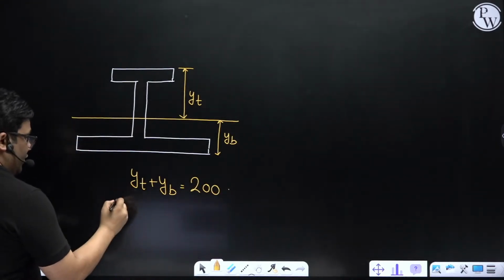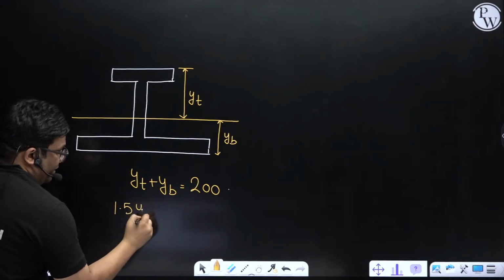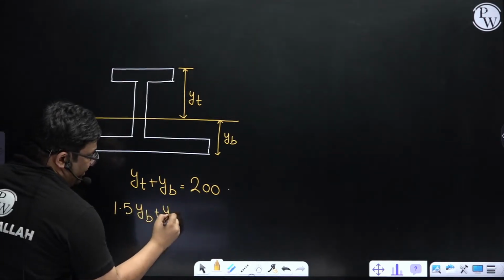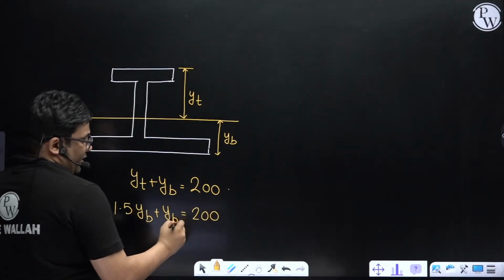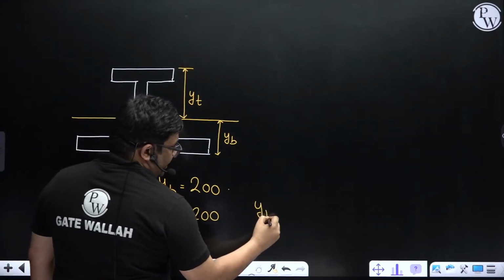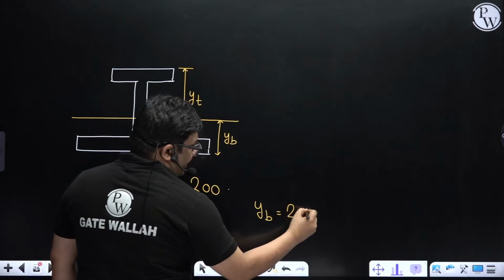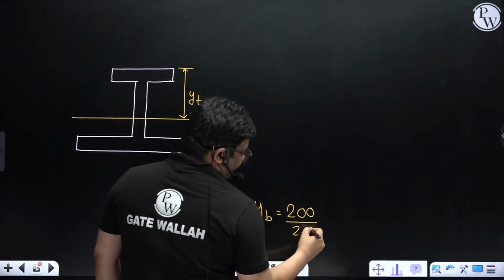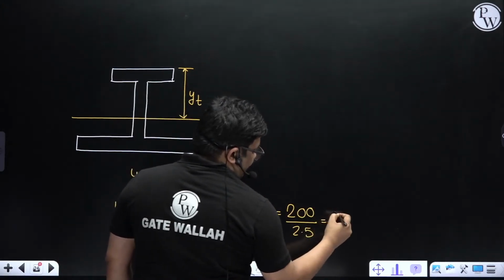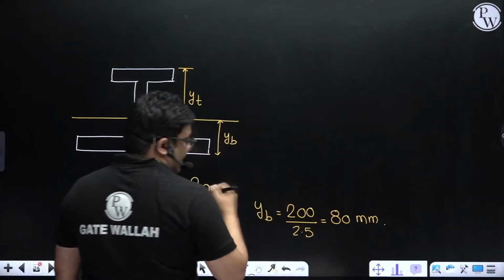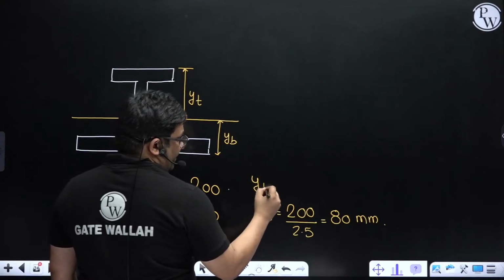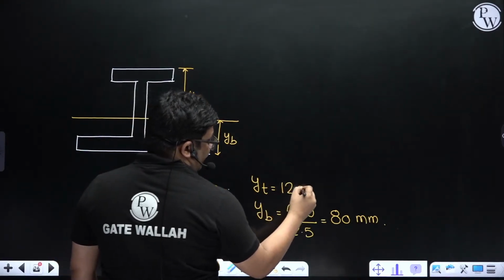Now we know y top we got is 1.5 y bottom. So this plus y bottom is how much? It is equal to 200. So from here I can say it is 2.5 y bottom. So y bottom is what? 200 divided by 2.5, that is equal to 80 mm. So if y bottom is 80 mm, y top will be 120 mm.